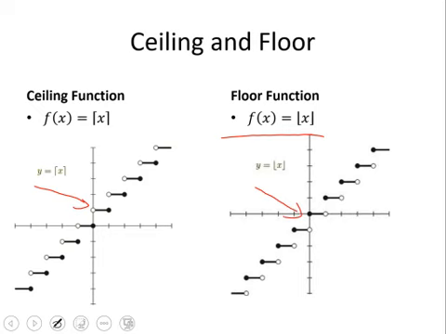Also, you notice the dots, the open and closed circles. The open circle means that you don't include that one. You basically approach it, but you never touch it. The closed means that you include it. For the ceiling function, the left-hand one is always open, while the right is always closed. And for a floor function, the left is always open, while the right is always closed.